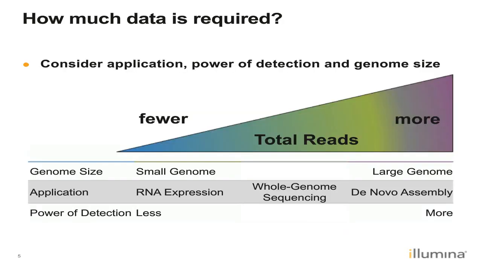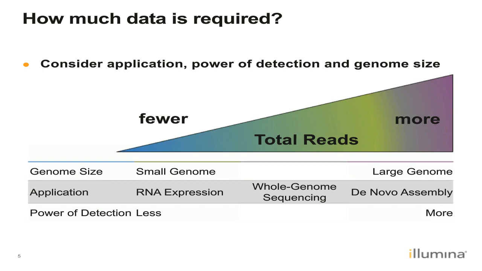Okay, so let's talk about how much data is required. So this is going to be one of the first pieces that you're going to need for your analysis. So here we want to consider our application, our power of detection, and our genome size. So generally speaking, if you have a smaller genome and you want to do an application like RNA expression, you're going to need fewer total reads or less data than, say, if you're going to do a whole genome sequencing experiment on a bigger genome, say like a human genome.